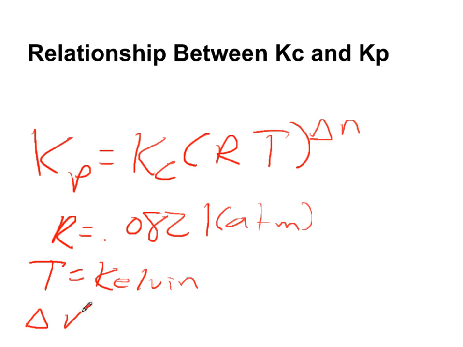And delta N is equal to the change in number of moles of gas. How that works is you subtract the moles of the gas reactants from the moles of the gas products. So you add up the coefficients of all the gases in an equation, the reactants and the product side, and then you take the products minus the reactants, and that'll tell you what delta N is.